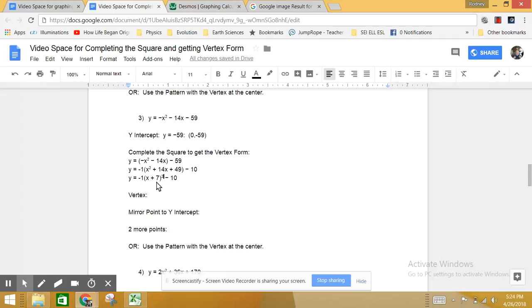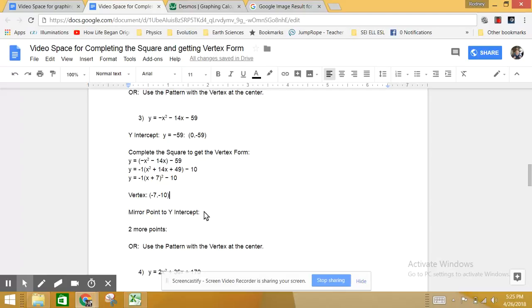I can find my vertex from this. So x minus h, this is x minus negative 7. So this is going to be a negative 7 for my h, negative 7, comma, and that's plus k, and this is plus negative 10. So my k, my vertical transformer, is negative 10. So I have a vertex at negative 7, negative 10.